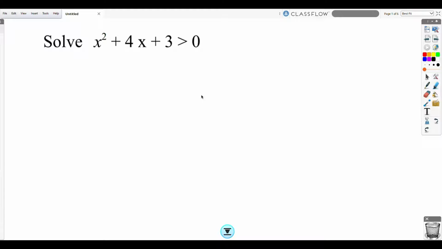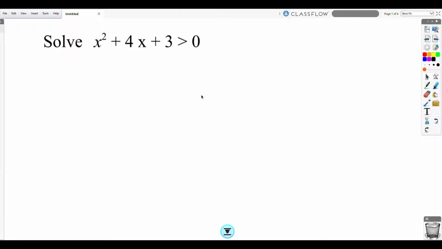Right, so today we're going to be solving quadratic inequalities. We know that inequalities are just variations of equations, but they can have more than one value. So we're going to be solving this in the same way we would solve a quadratic equation, and then we'll see a small difference at the end.